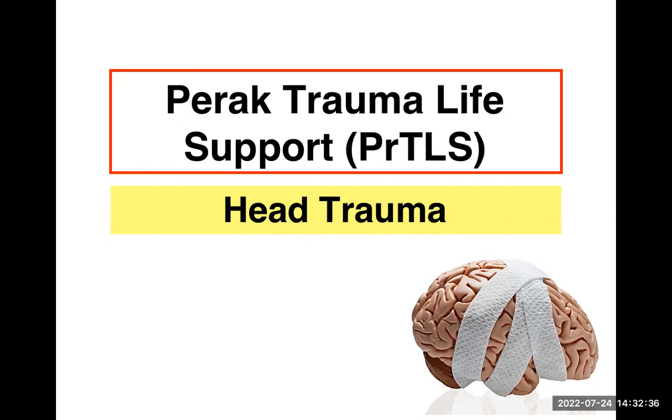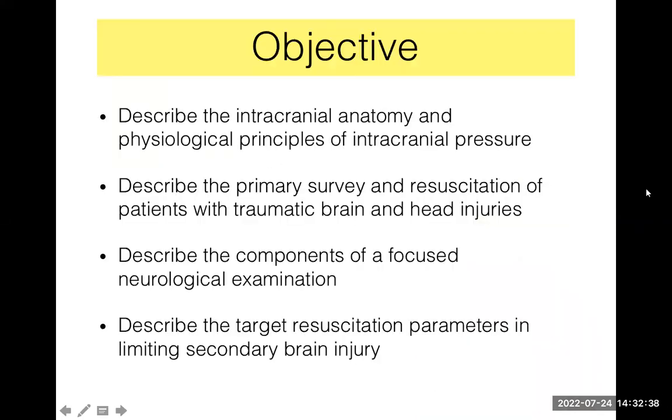In this lecture, there are 4 objectives that you should learn. Number 1 is to describe the intracranial anatomy and physiology. Number 2 is the survey and resuscitation of patients with traumatic brain and head injuries. Number 3 is to describe the components of a focused neurological examination. And number 4 is to describe the target resuscitation parameters in limiting secondary brain injuries.